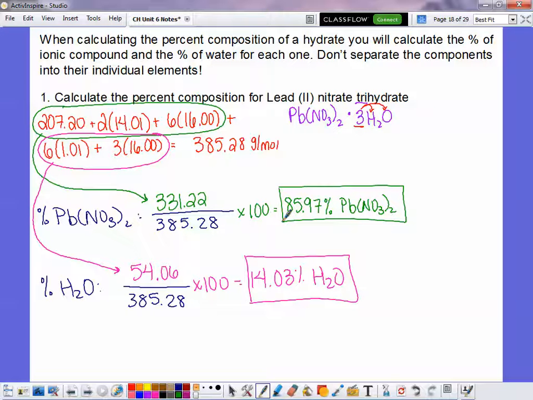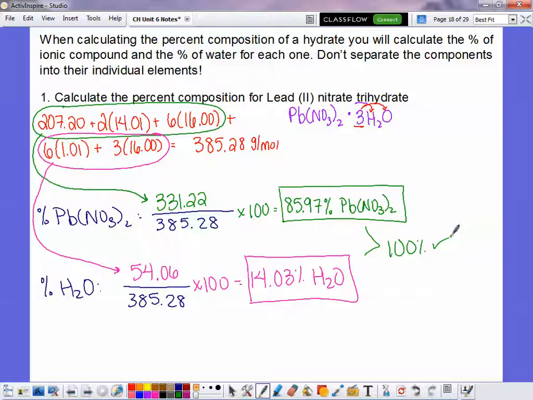And then I can add up those two numbers just to confirm that they add up to 100 or close to it, and they do. Okay, remember, use that as a final check to make sure you've done the problem correctly.